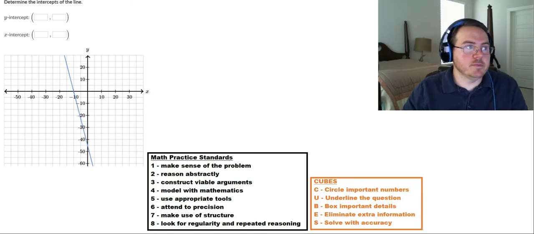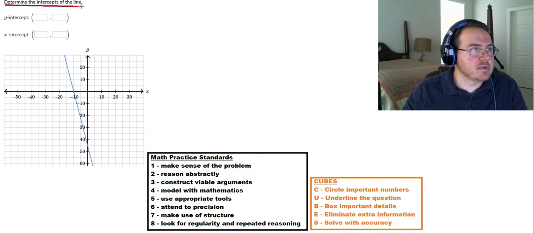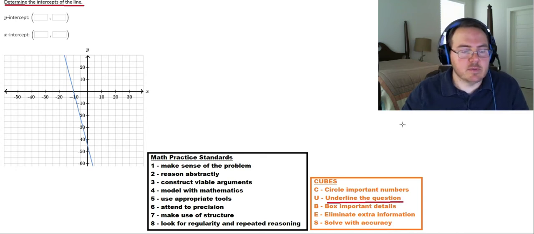Okay, so here's our first problem, and it says here to determine the intercepts of the line. I want a line. Determine the intercepts of the line. Remember, my job is to underline the question, and that's not really a question, but it is our directions for this problem. So I've underlined the question: determine the intercepts for the line.